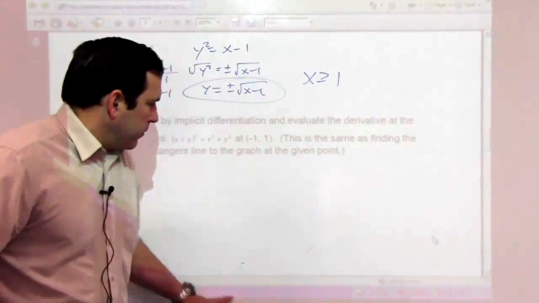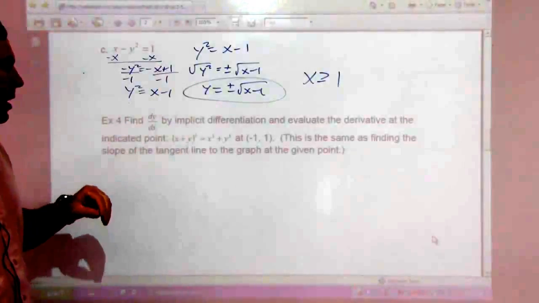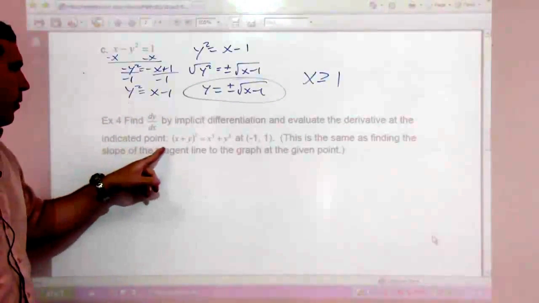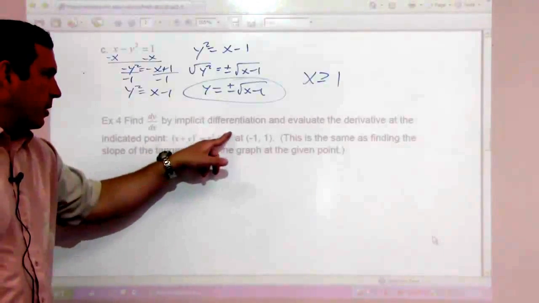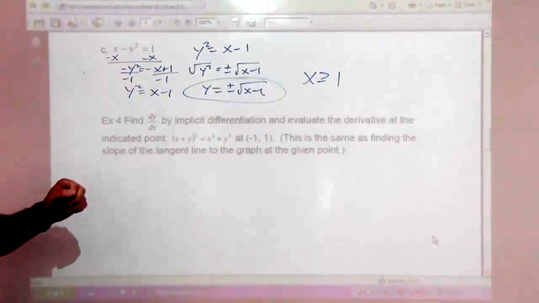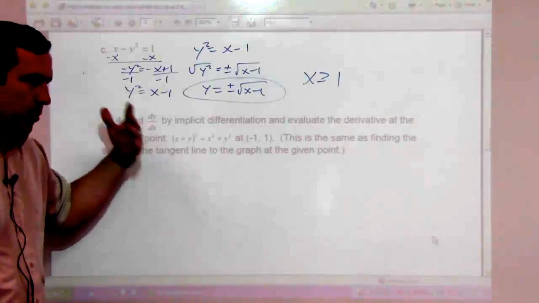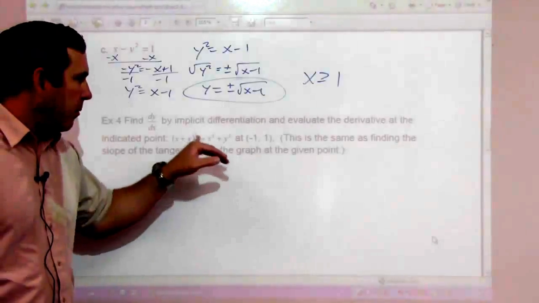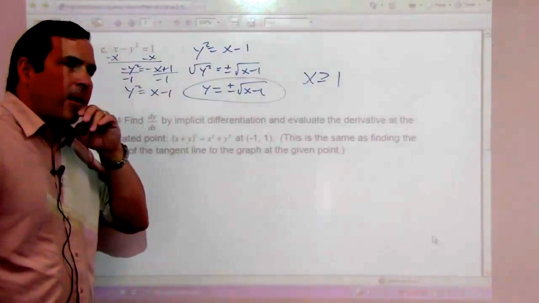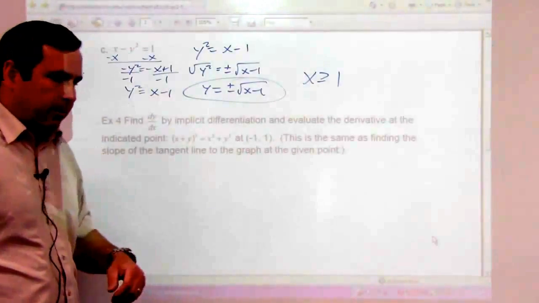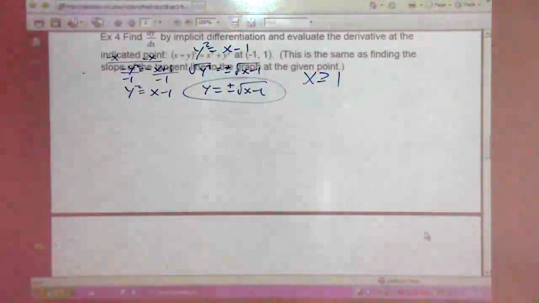Okay, example 4 says, find dy/dx by implicit differentiation and evaluate the derivative at the indicated point. Our equation is (x + y)^3 = x^3 + y^3 at (-1, 1). So this is the same as finding the slope of the tangent line to the graph at the given point. The derivative is still going to give us the slope. We get the slope, get a point, doing the same thing as we'd normally be doing. This time, though, we're actually going to have an x and a y in it. So I'm going to scroll this up so we have more board space to work.